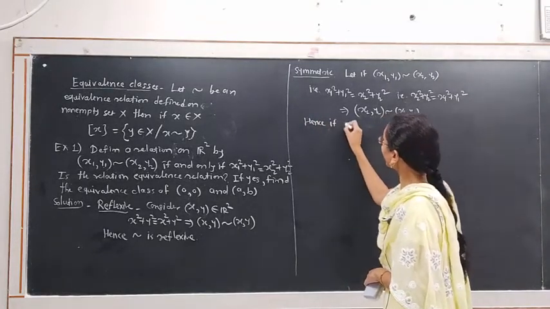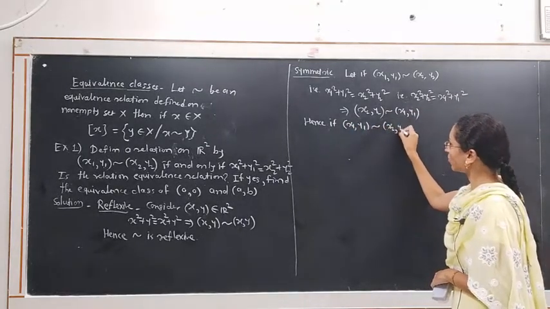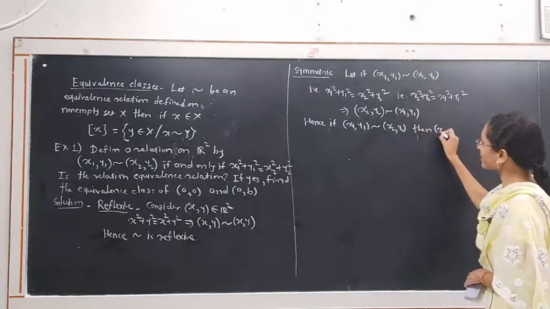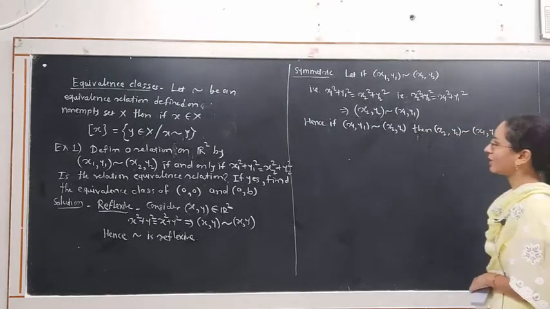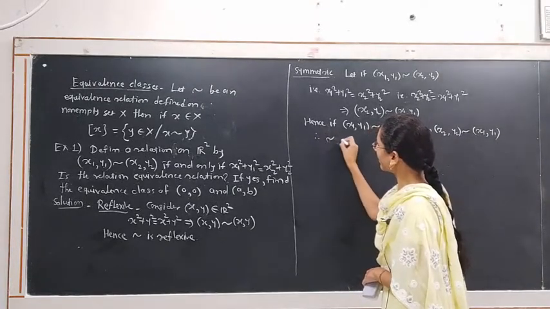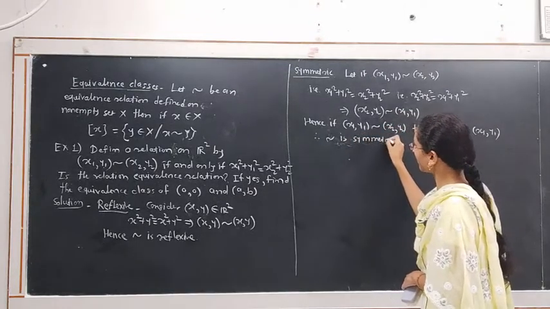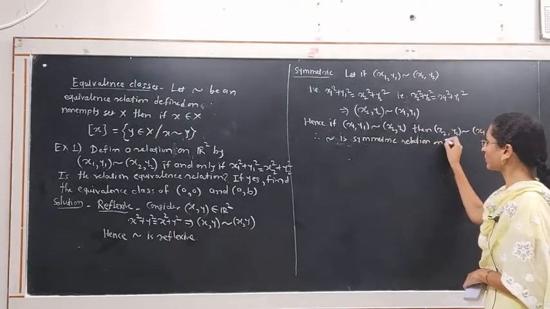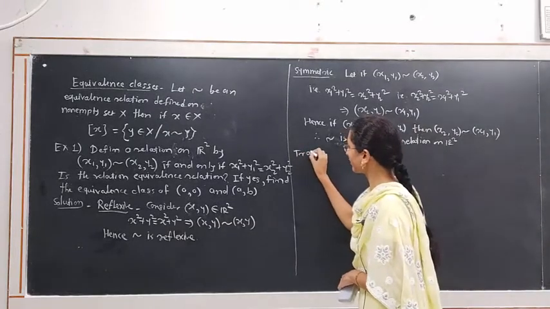Hence, if (x1, y1) is related to (x2, y2), this implies (x2, y2) is related to (x1, y1). Hence, this given relation is a symmetric relation. On R2, now we check whether it is transitive or not.